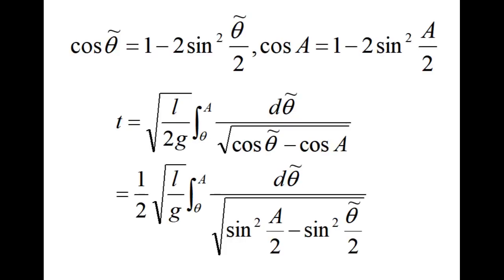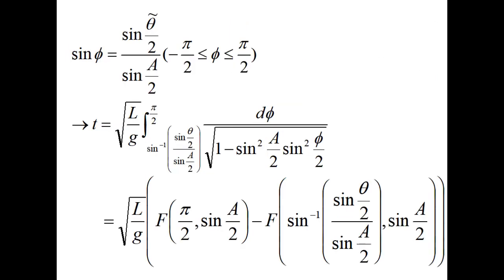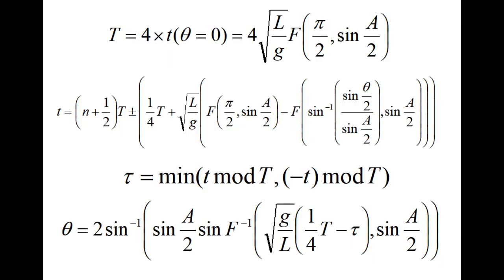We first change the cosines in the denominator to squared sines. Then we perform an appropriate substitution, which changes t to a difference of two elliptic integrals. We acquire the period by substituting 0 to theta and multiplying by 4. Defining the corresponding time tau, we get the formula that expresses theta as a function of tau.